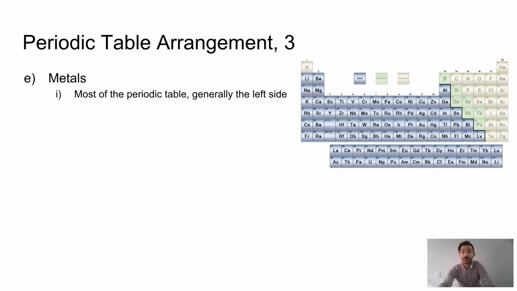So let's focus on the metals first. This is going to be most of the periodic table and generally the left side, excluding hydrogen. Hydrogen is not a metal.